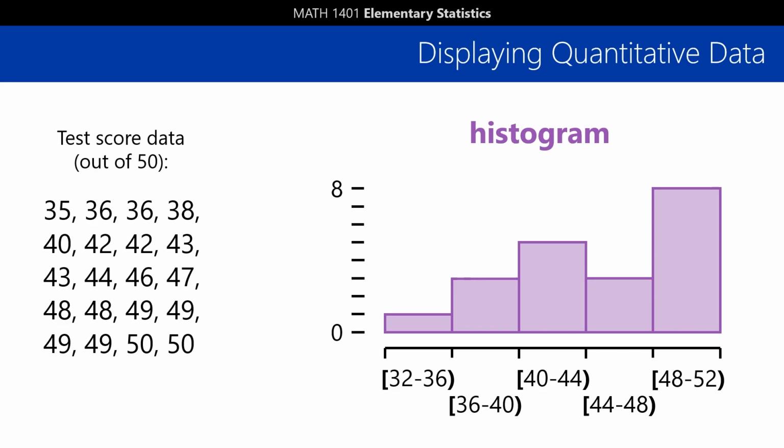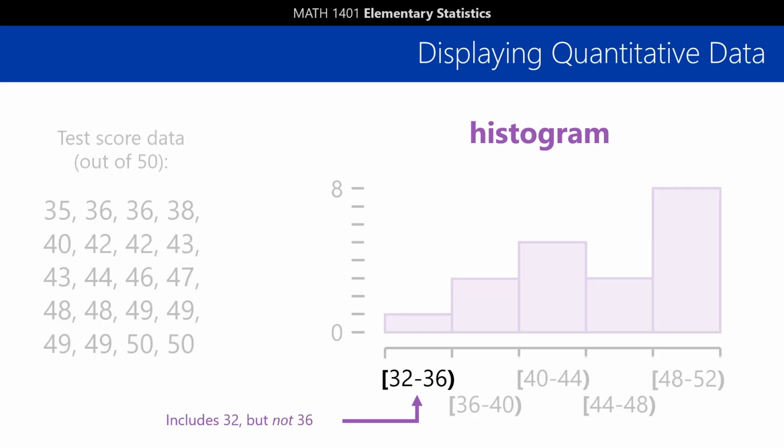A histogram is a lot like a bar chart, except instead of each bar representing a certain category, it represents a range of values. When writing those ranges, we use a square bracket to say we are including a number, and a round parenthesis to say we aren't including a number. So this first range from 32 to 36 does include 32 because it has a square bracket, but it doesn't include 36 because it has a round parenthesis.